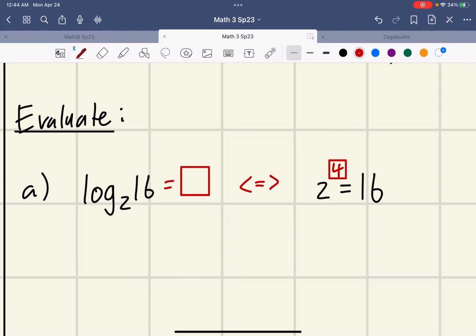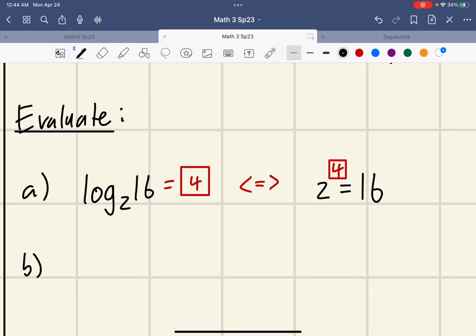Because 2 times 2 is 4, times 2 is 8, times 2 is 16. But to evaluate this logarithm, it's equal to 4. Let's do a couple more.